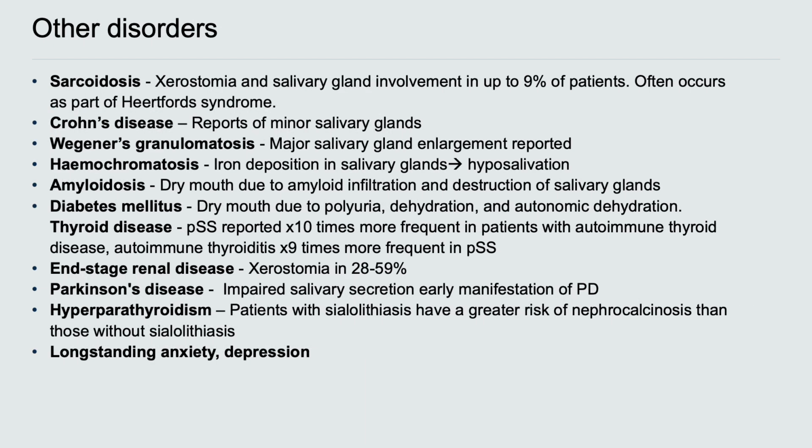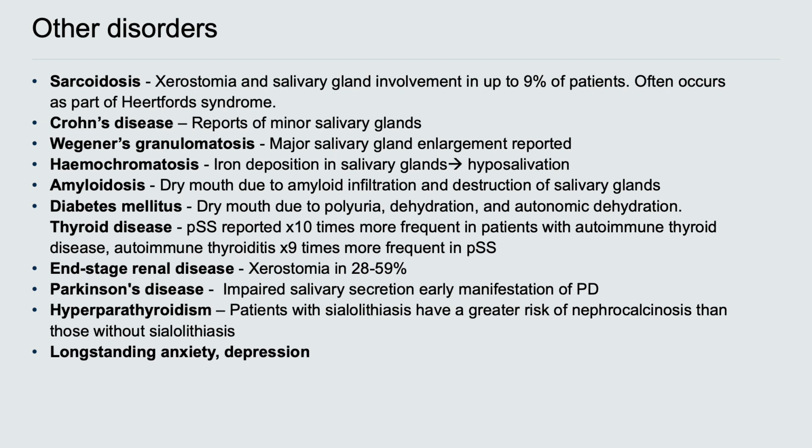And finally, moving on to other disorders that may present with salivary gland involvement. Sarcoidosis is a systemic inflammatory disease of unknown etiology characterized by the presence of non-caseating granulomas. It typically affects the lungs and lymph nodes, but xerostomia and salivary gland involvement has been reported in up to 9% of patients, and this often occurs as part of Heerfordt syndrome. In Crohn's disease, there have been reports of minor salivary gland involvement, though this is rare. In Wegener's granulomatosis, or GPA, major salivary gland enlargement has been reported.